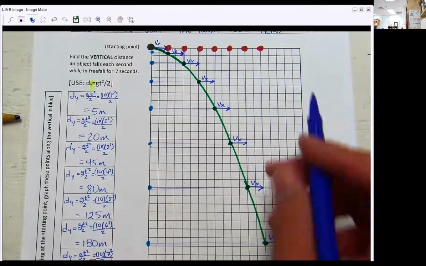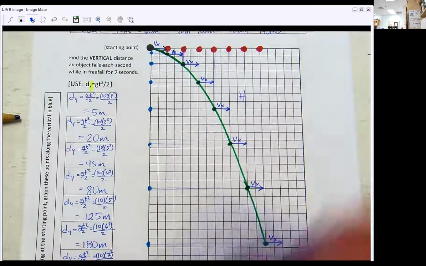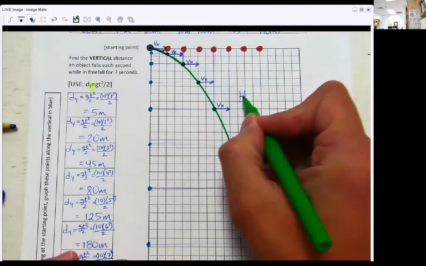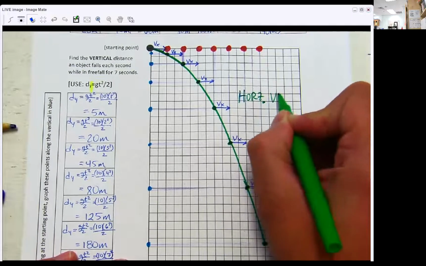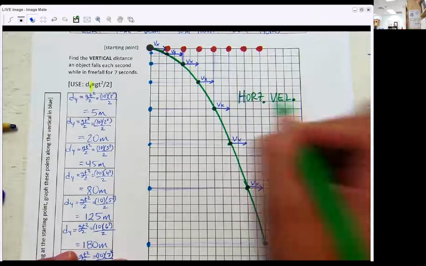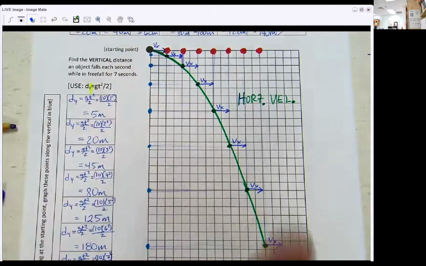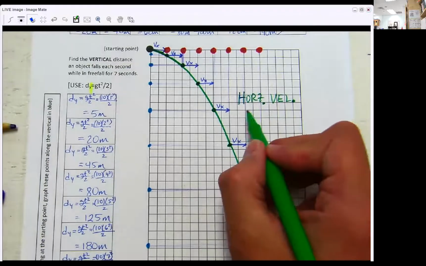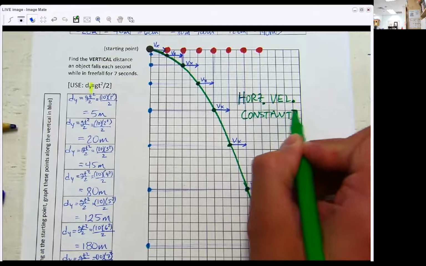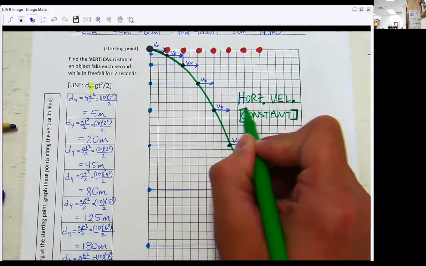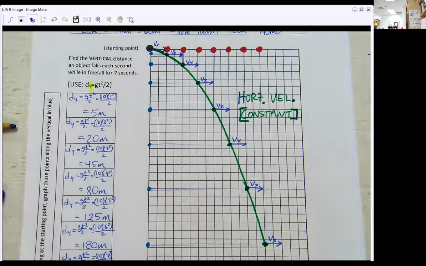Let me be specific. Let me use a different color here. The horizontal, I'm going to abbreviate, horizontal velocity is what? If it's all the same, we call that, starts with a C, constant. So we're going to write that in there, constant. And you're going to be asked that several different ways. The way that you're asked, it'll say horizontal velocity changes, it doesn't change, stays the same, right?